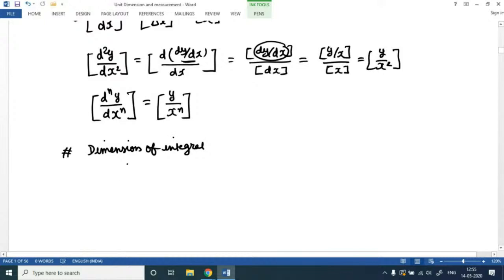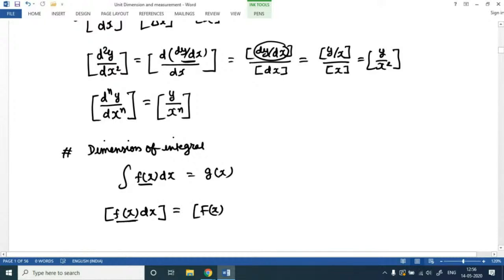Say we have a function, f(x) dx. f(x) could be any function of x, and its integral is g(x). So you should realize, first of all, what would be the dimension of f(x) dx over here. The dimension of f(x) we can find out depending upon what this function is, and the dimension of dx would be simply that of x. And you should also realize that this would be the same as the dimension of g(x), right?